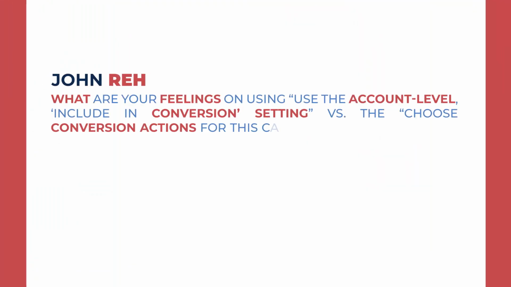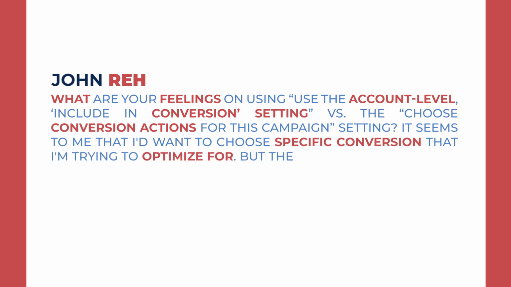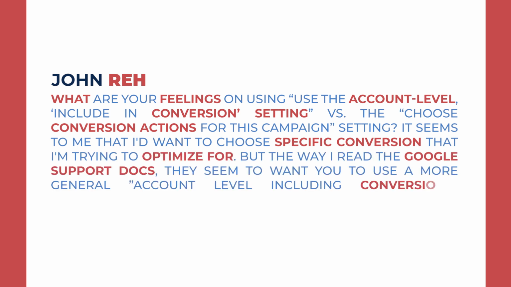John asks, what are your feelings on the account level "include in conversion" setting versus the "choose conversion actions for this campaign" setting? It seems to me that I'd want to choose specific conversions that I'm trying to optimize for, but the way I read the Google support docs, they seem to want you to use the more general account level, including conversion settings. Okay, so I think we've answered that in a previous Q&A.